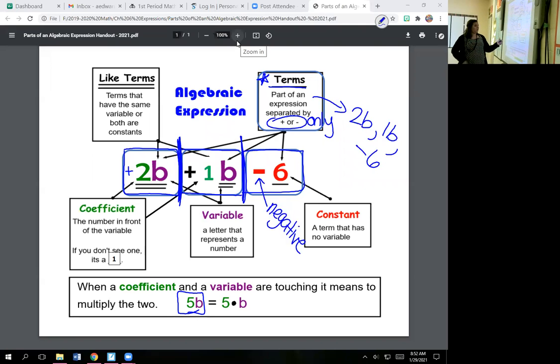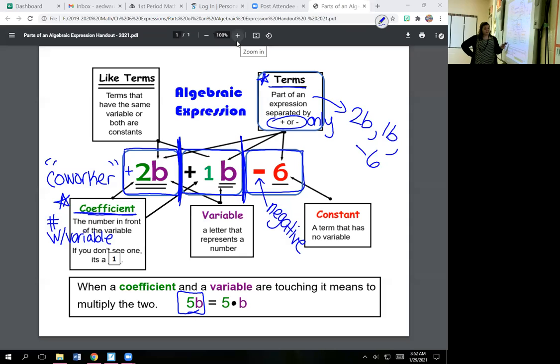So, next word is a coefficient. I call it the coworker. It has to work with something else, like a coworker, coefficient, coworker. Basically, this is the number with your variable. And what is your variable? If you don't know what a variable is, it's your letters. Variables are letters. So a coefficient is being multiplied by a variable.